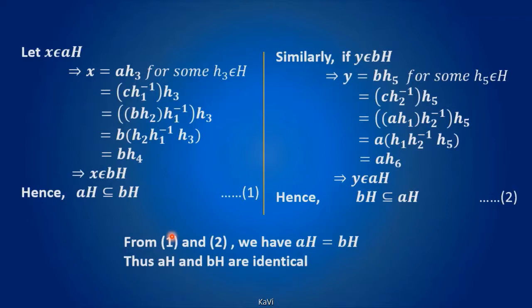So thus we have taken two cosets AH and BH of H, and we have assumed that they are not disjoint. They are not disjoint implies they are identical.